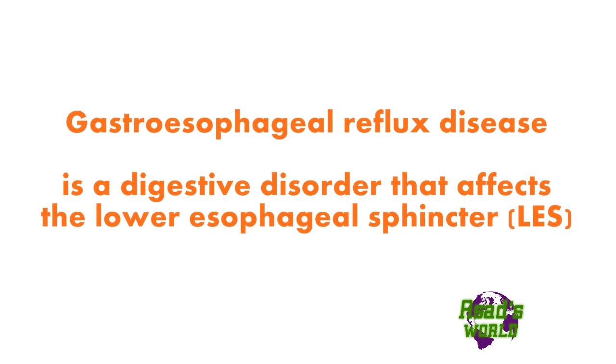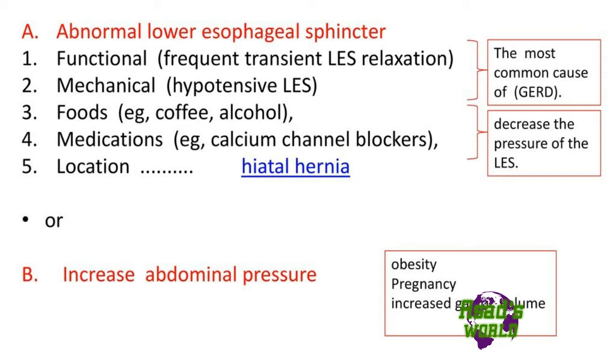So the pathophysiology of GERD depends on various factors, and it may be the cause of either an abnormal lower esophageal sphincter or increased abdominal pressure. There are several types of abnormalities in the lower esophageal sphincter. It can be functional, mechanical, due to foods or medication, or because of a location such as hiatal hernia. The functional cause will be frequent transient LES relaxation and also hypotensive LES. That is the most common cause of GERD.